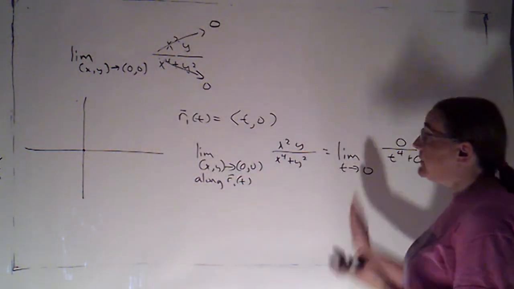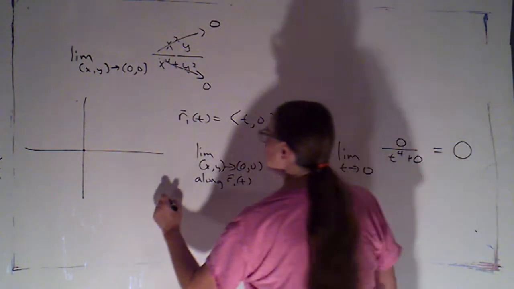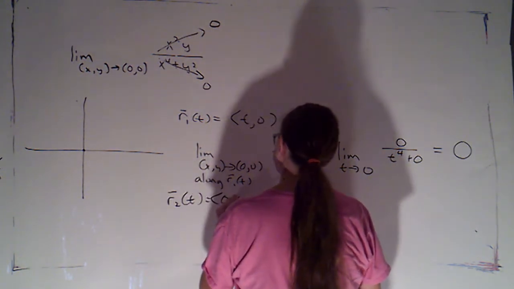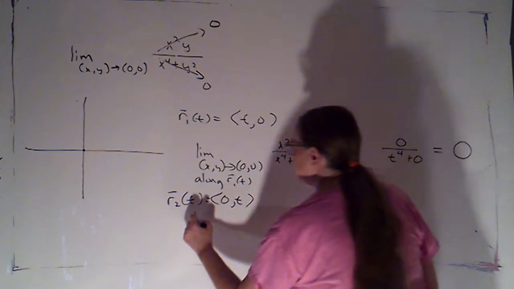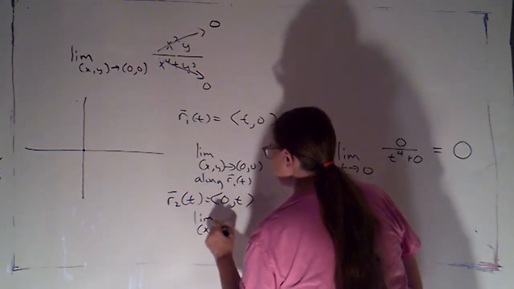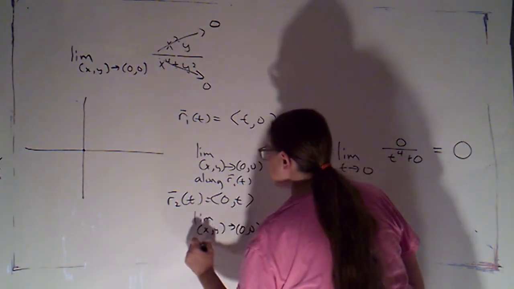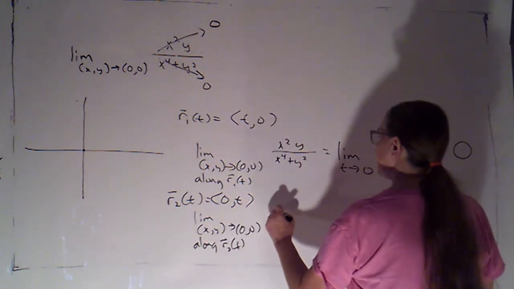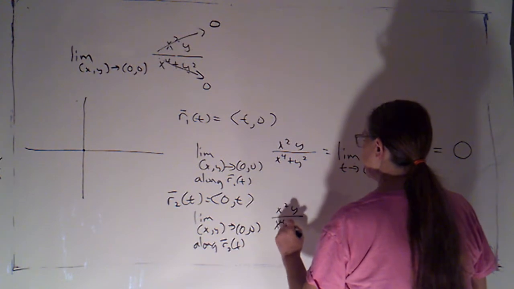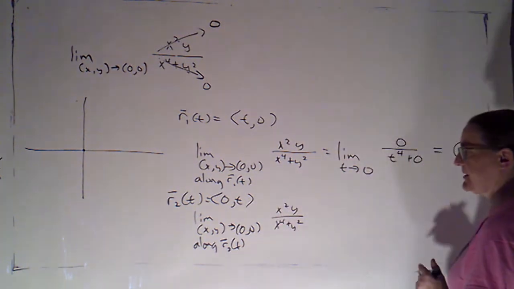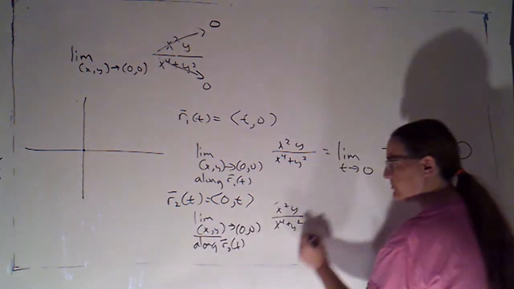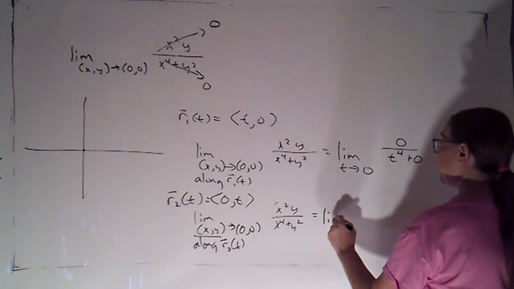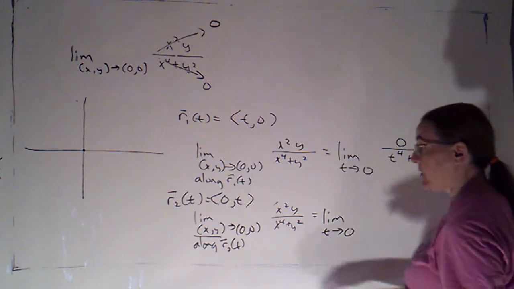Excellent. So now let's try path 2. Let's try R2 of t as the y-axis. Okay, and then we'll take the limit as (x, y) approaches the origin along R2 of t of x squared y over x to the fourth plus y squared. Okay, so (x, y) is here. I'm still writing it in terms of x and y. Now let's switch to t's. So this will be the limit as t approaches 0 again.